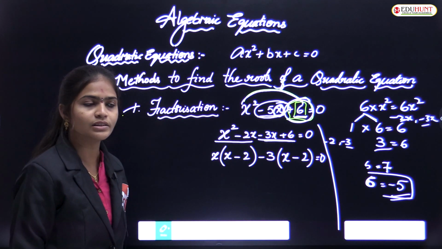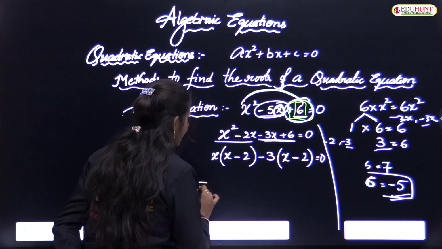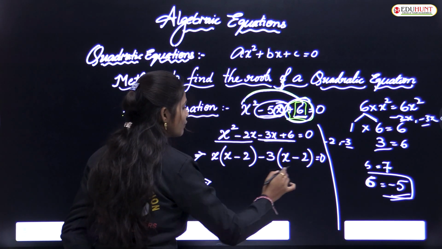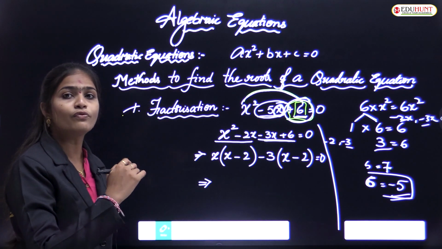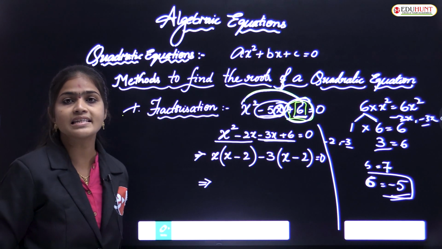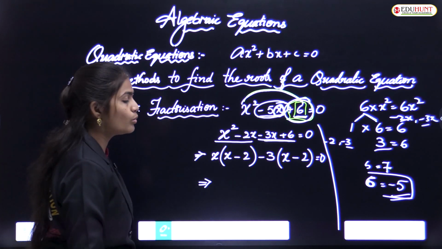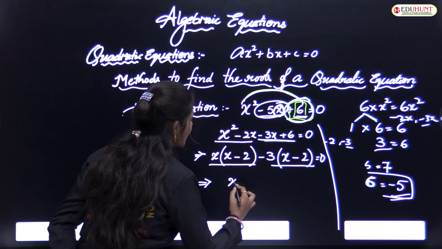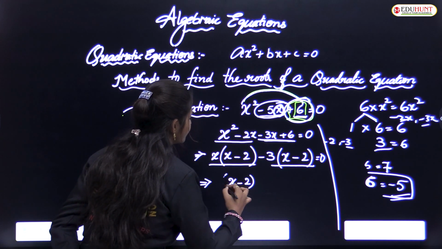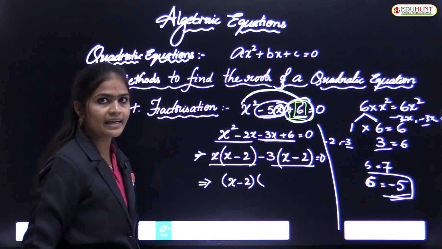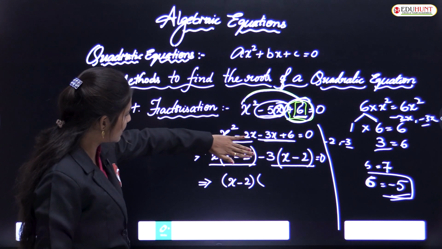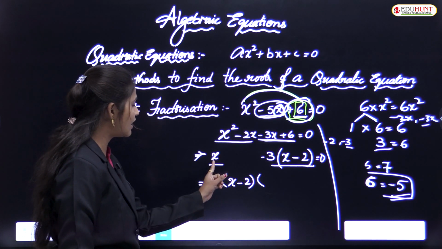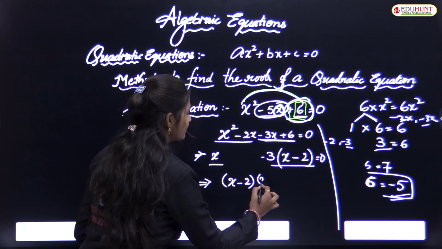Up to here completed? No. We still have one more step. When you observe this equation, we can see that one more term is in common. What is that? Yes, x minus 2 is in common. So from these 2 terms also, take x minus 2 as common. From this one I took x minus 2, and the leftover one is x.